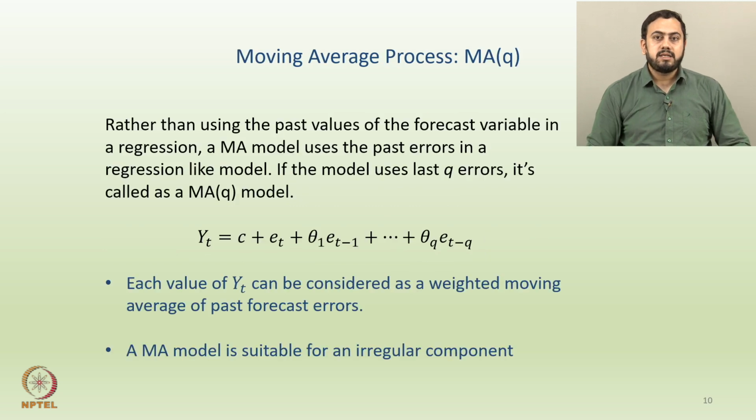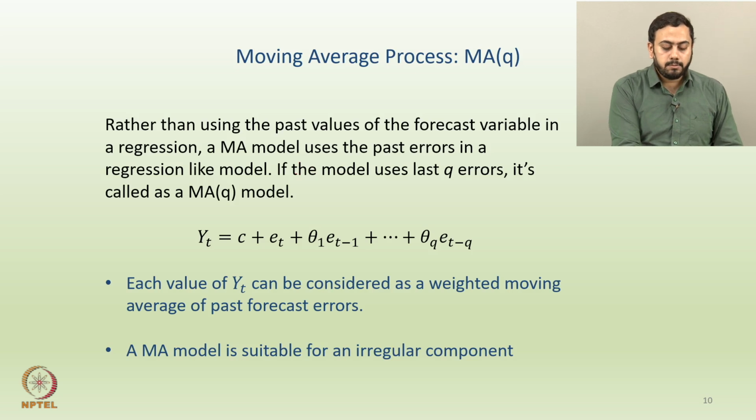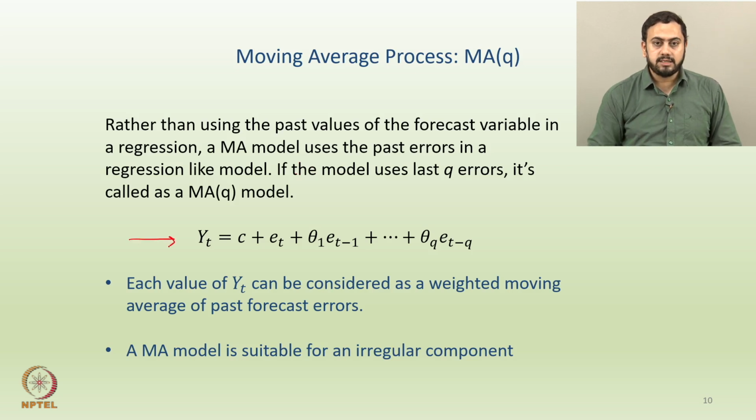Now, the second kind of process is called moving average. Moving average is denoted by MAQ, so the order is termed Q here. What exactly is the difference between autoregressive and moving average? Rather than using the past values of the forecast variable in a regression, an MA model uses the past errors in a regression-like model. For example, the corresponding time series YT is a combination of the current error and a weighted average of all the past errors. So, this is more like a regression consisting of all the errors and not the past values of YT itself. In the autoregressive process we had the past values of YT itself.